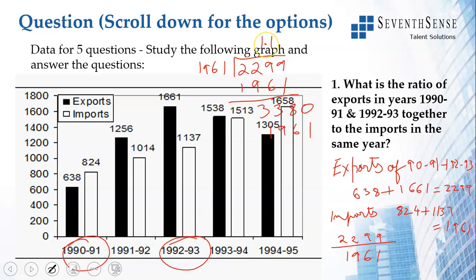1.1 we have gotten. The options are 1.03, 1.52, 2 and 1.17. None of these is exactly given, so it will have to be 1.17. The ratio of exports together: you add the exports of these 2 years, add the imports of these 2 years, and take the ratio. If it was imports to exports, the ratio would have been 1961 by 2299. Remember, if ratio of A to B is asked, then you keep A in the numerator and B in the denominator.